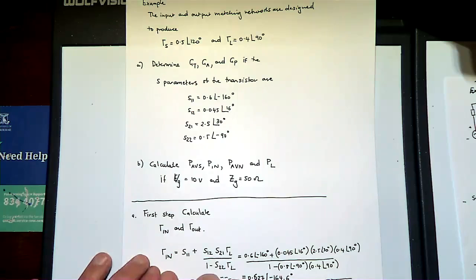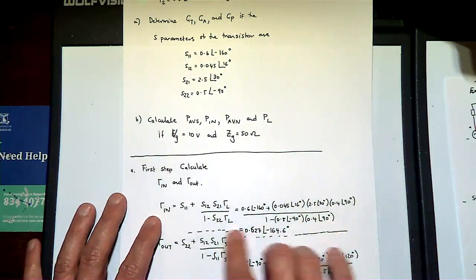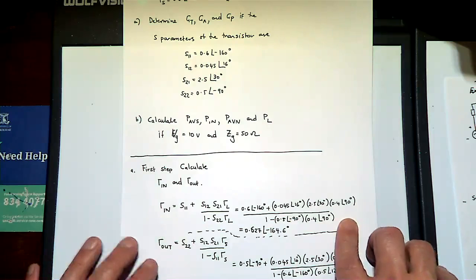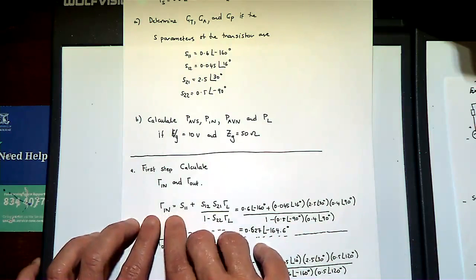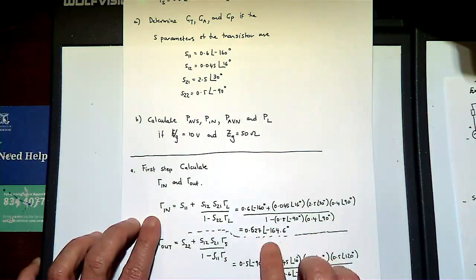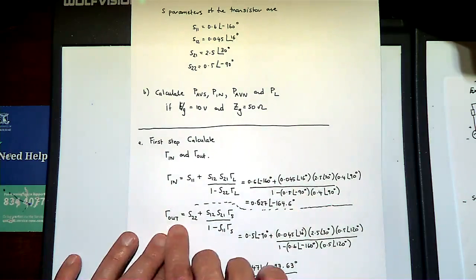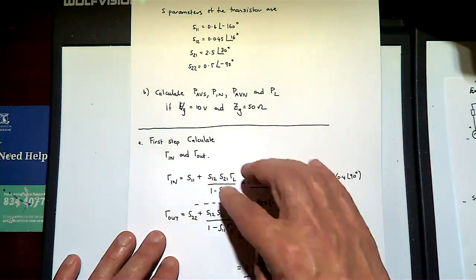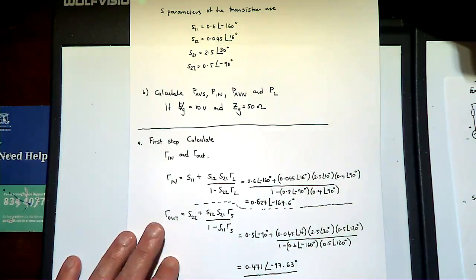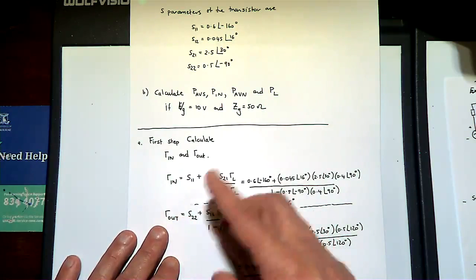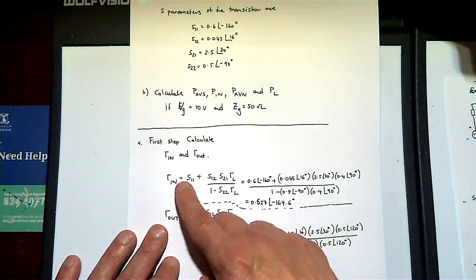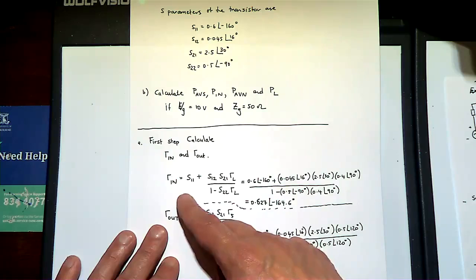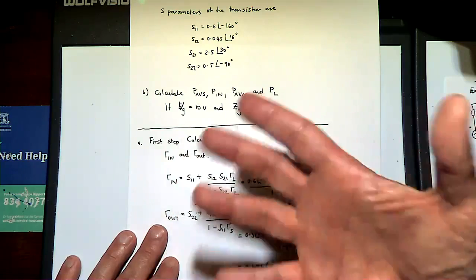This is just a whole bunch of mathematics or algebra. Once you do that, you can work out your input reflection coefficient, which is 0.627 at minus 164.6 degrees, and likewise gamma out is 0.471 at minus 97.63 degrees. All I've done is use what we derived in the earlier part of the lecture for gamma in and gamma out in terms of scattering parameters, and now I'm just substituting the values we have available.